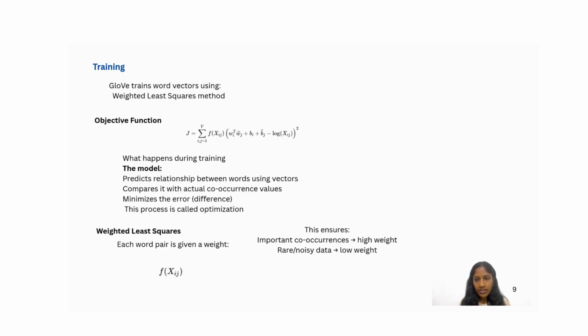This entire process is repeated again and again across the dataset. With each iteration, the vectors gradually adjust themselves, capturing more and more meaningful relationships between words. Eventually, the model reaches a point where the error cannot be reduced significantly further. This is called convergence. At this stage, the word vectors are considered trained. So overall, training in GloVe is a gradual refinement process where random vectors evolve into meaningful representations through repeated optimization.